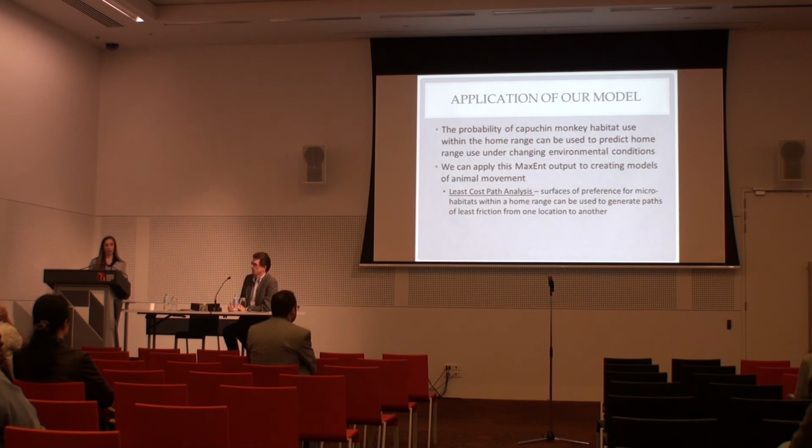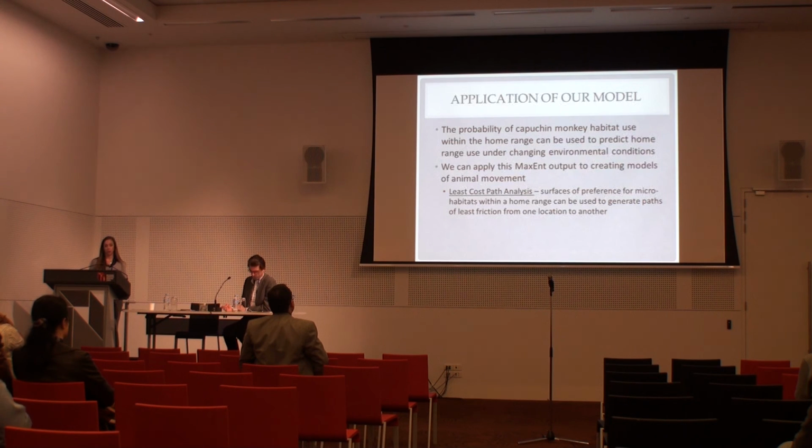So how can we apply this model? We think that the probability of capuchin monkey habitat use within the home range can be used to predict their use in changing environmental conditions, which, as we all know, is an important conservation effort. And we are most interested in applying this Maxent model to creating a model of movement.